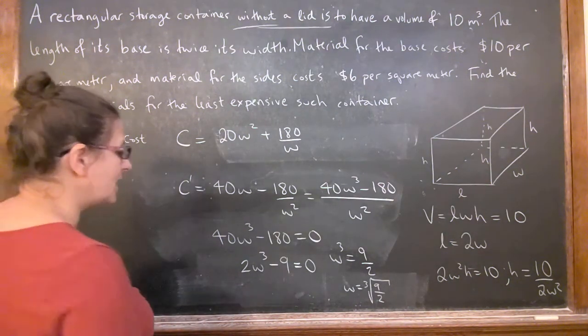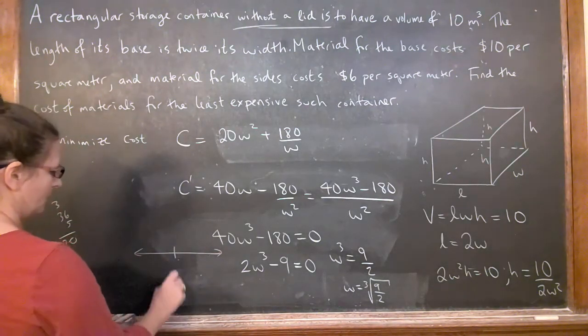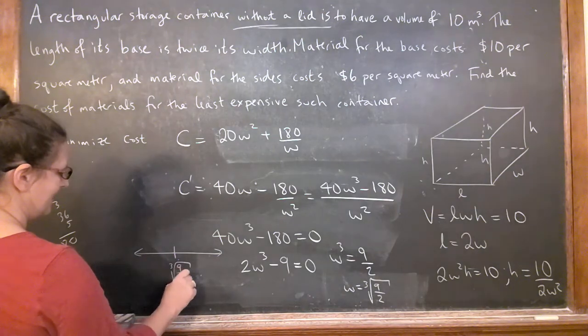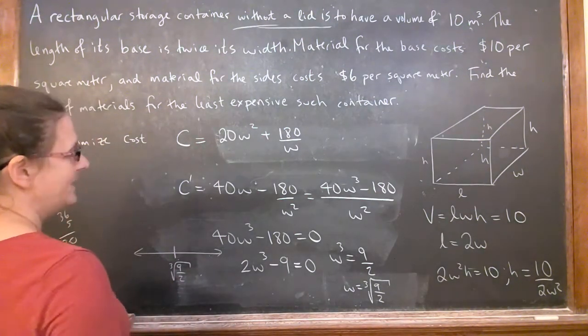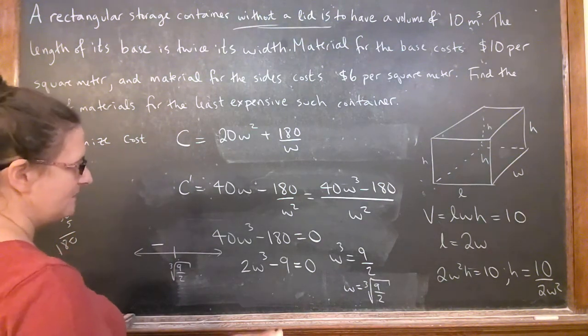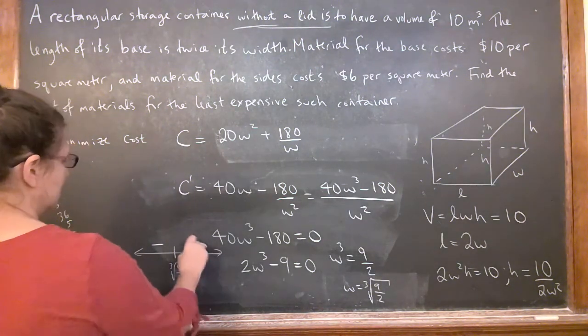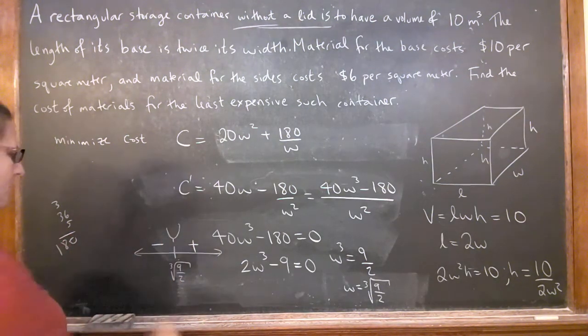Let us double check. Is this in fact a minimum? It is the cube root of 9 halves, right? Well, that's bigger than 1, right? So it's going to be negative here. And if I put in something that's really big, obviously it's going to be positive here. So this is in fact the minimum point, okay?